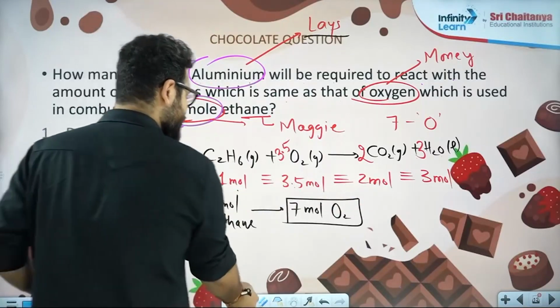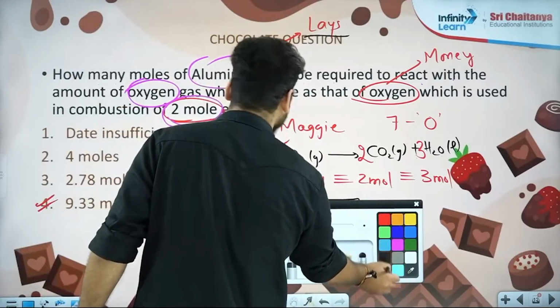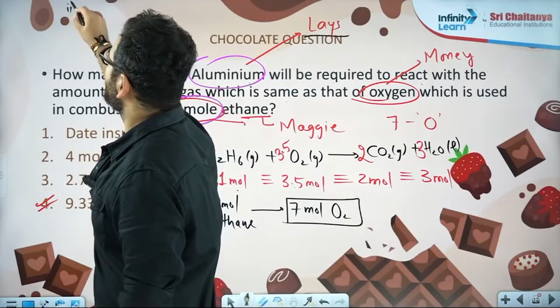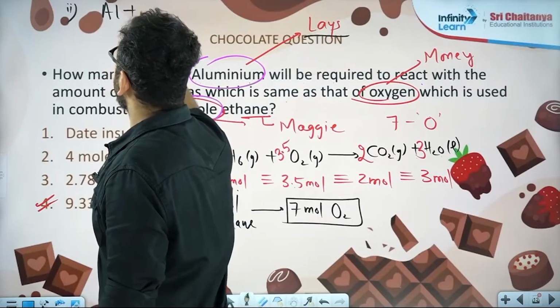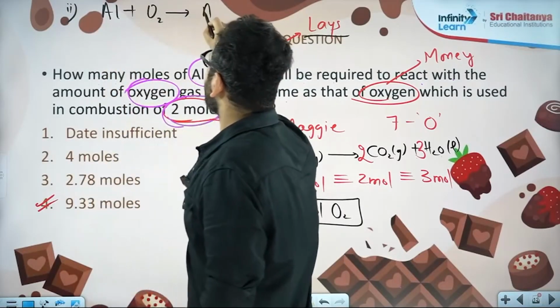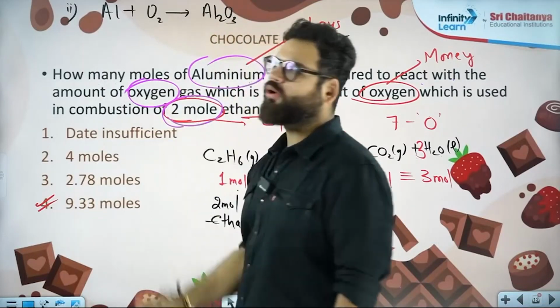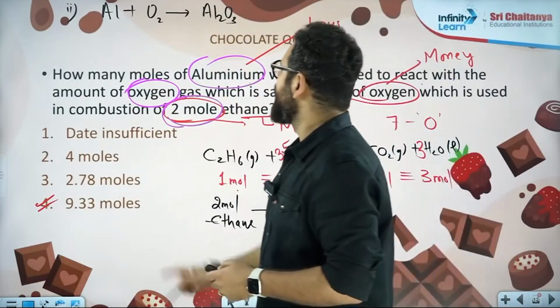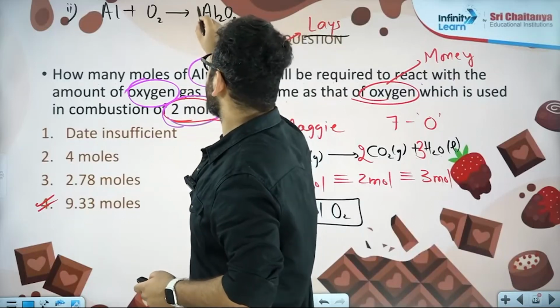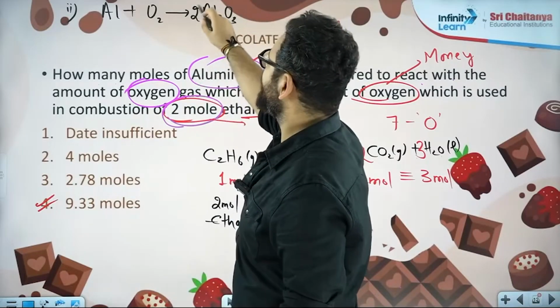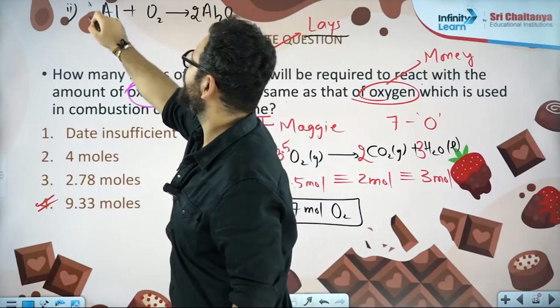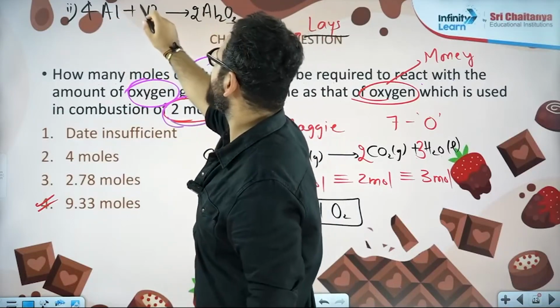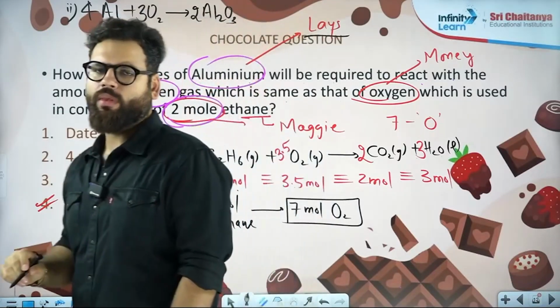I will write the reaction of aluminium with oxygen. Second step. Aluminium plus oxygen give Al2O3. You all know the formula of aluminium oxide. Balance it. So I'll make it 2 times, so 4 aluminium, and I'll make oxygen 3 times, 6 oxygen.